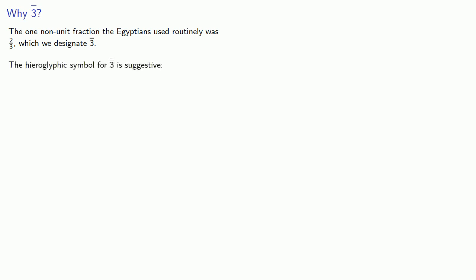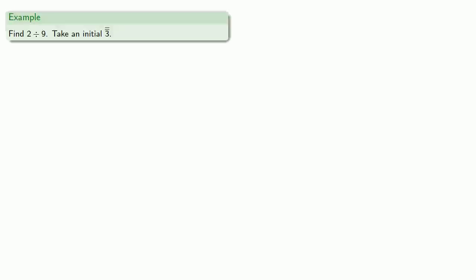Now at this point, it's worth raising the following question. Why 2 thirds? The one non-unit fraction the Egyptians used routinely was 2 thirds, which we've designated as having a 3 with 2 lines over it. The hieroglyphic symbol for 2 thirds is very suggestive. So remember this symbol, this row, indicates that we have a unit fraction, a reciprocal, if you will, and it looks like this is trying to say it's the reciprocal of 1 and a half. And its use in the 2 over n problems is very suggestive. And it shows up in problems like 2 divided by 9.